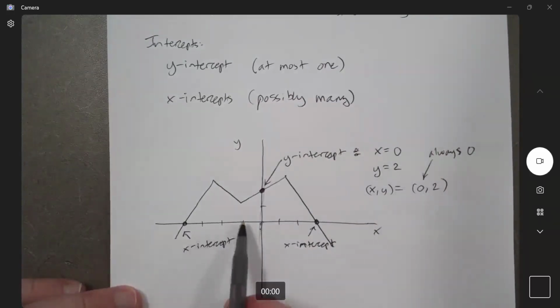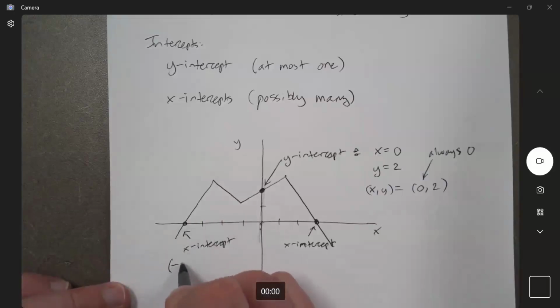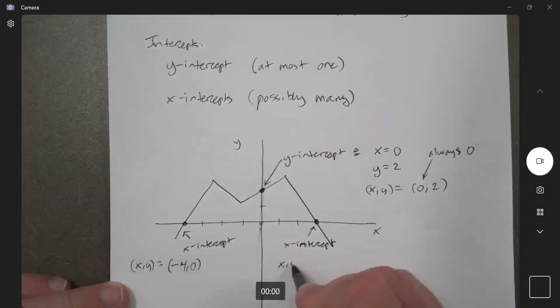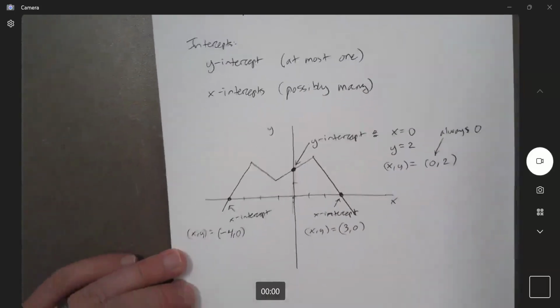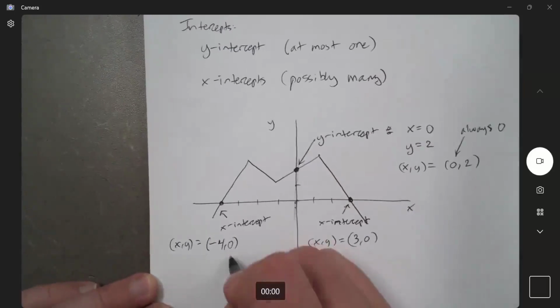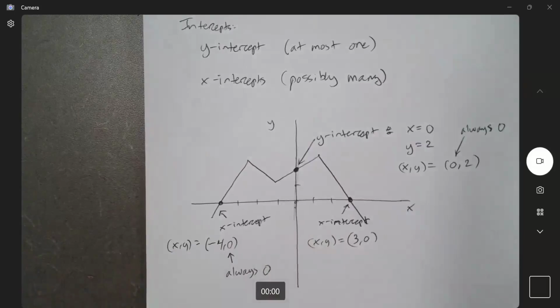And our x-intercepts are -4 comma 0 and 3 comma 0. Your x-intercepts will always have the y value equal to 0. We're going to come back to this a lot. I just want to introduce that idea to you. Identifying x and y intercepts.